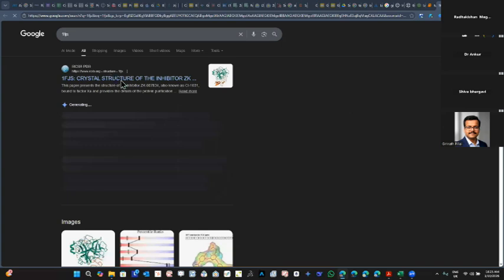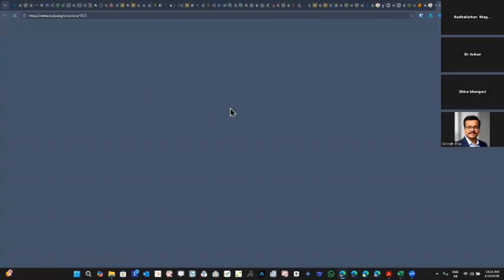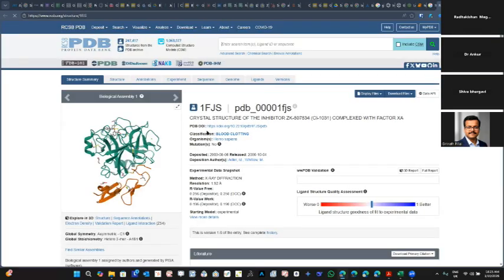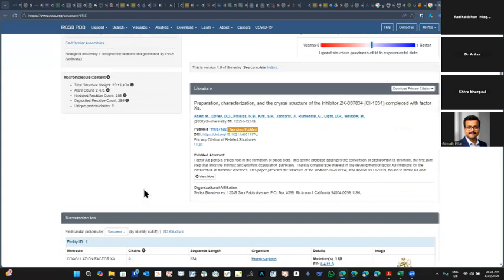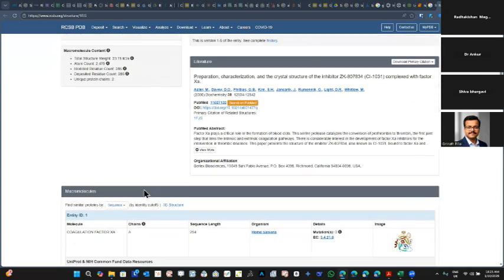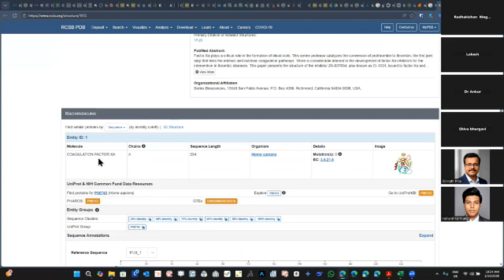So we can quickly see this protein. This protein is with an inhibitor. It's a crystal structure of inhibitor ZK807, that is CI1031, complex with factor XA. It's a coagulation factor XA.